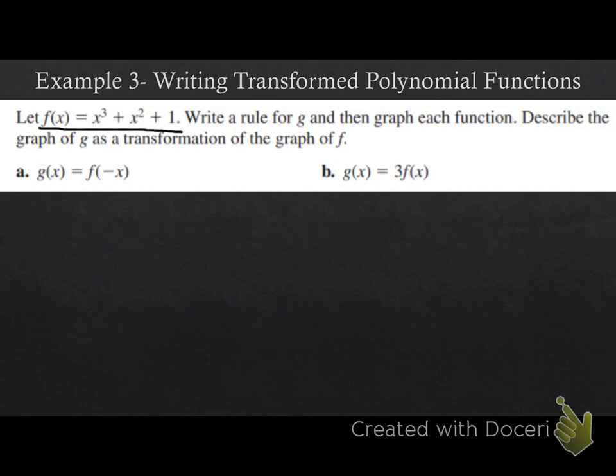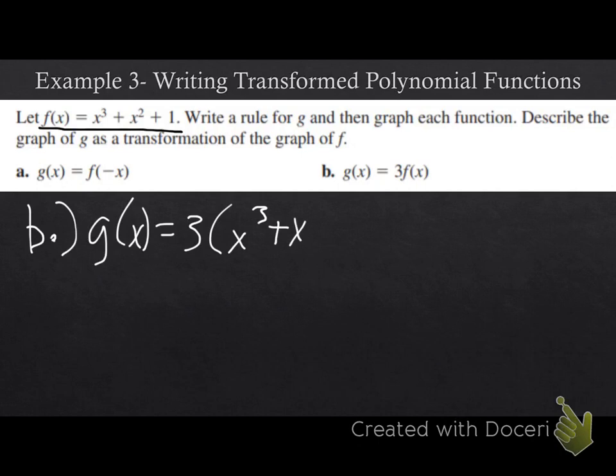What are they doing to the function as a whole? Multiplying it by 3. So that's what I need to do. I need to multiply my function f of x by 3. Does that make sense? So 3 times my function f of x, just like that. Because what does f of x equal?